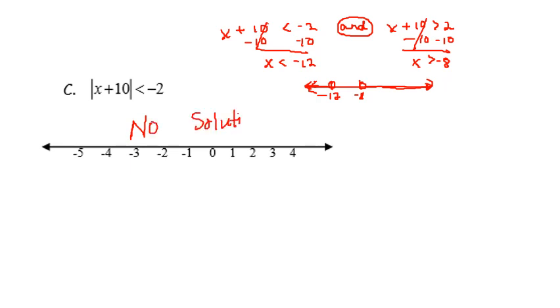You might be able to tell that by looking at the problem, because remember, absolute value is never going to be less than a negative number. Now, if that was a greater than sign right here, we would have to keep working out the problem. But because that was a less than, it's not going to happen.